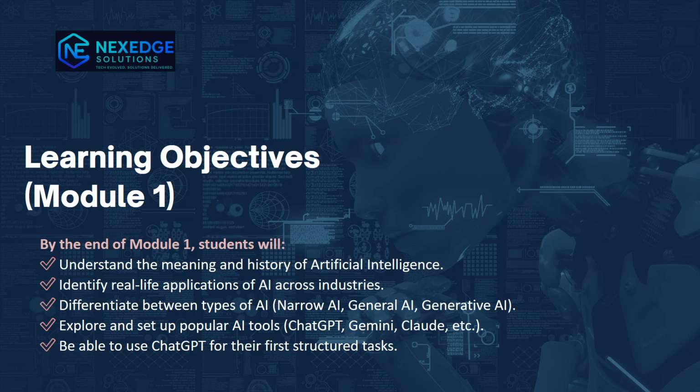By the end of Module 1, students, you should be able to understand the meaning and history of artificial intelligence, identify real-life applications of AI across industries, and differentiate between types of AI, which are narrow AI, general AI, and generative AI.